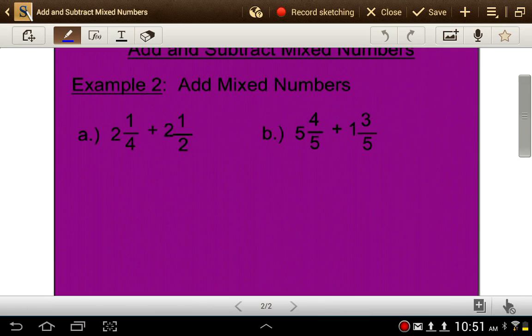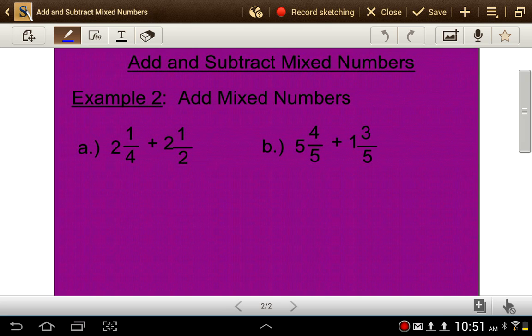Okay, in example 2, let's add some mixed numbers. When I'm adding mixed numbers, I first need to find a common denominator if there's not one. And in my first example, I do not have one. So I have to look, and I can make a common denominator of 4. Okay, 2 goes into 4. So the first thing I'm going to do is rewrite this common denominator of 4. So it's going to be 2 1/4.